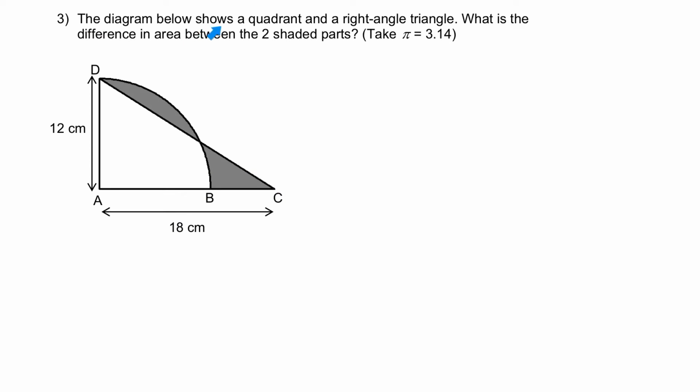The diagram below shows a quadrant. This thing is the quadrant. And a right angle triangle over here. What is the difference in area between the two shaded parts? Take pi to be equal to 3.14.